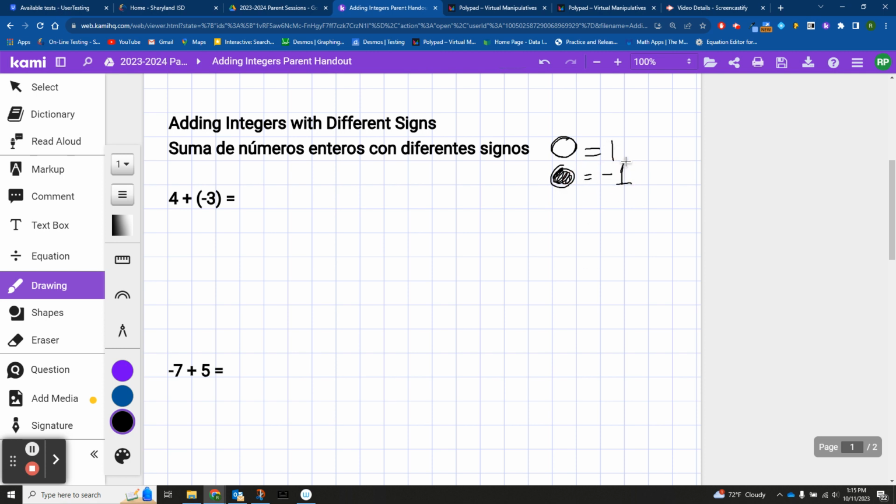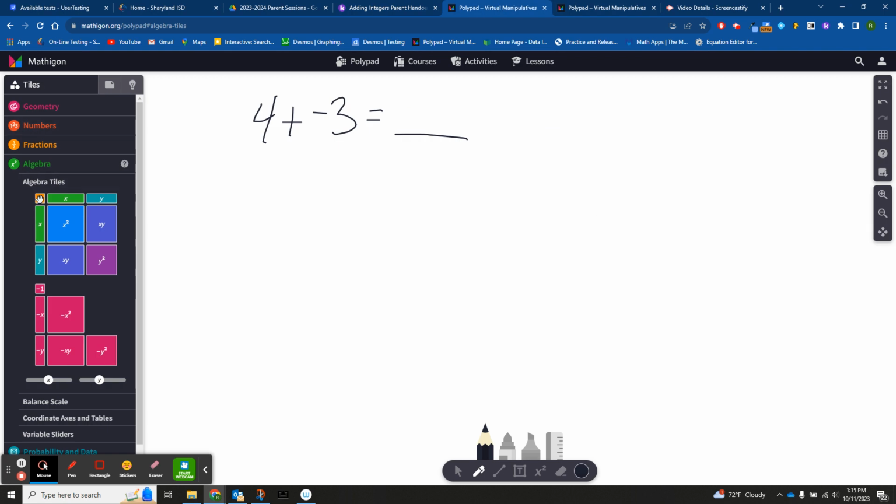And what happens with a positive counter and a negative counter is that they will cancel each other out. When I put these two guys together, they zero out. And we kind of do that here with our positive one and our negative one. They will cancel each other out. So I got positive four, 1, 2, 3, 4, adding to a negative 3.